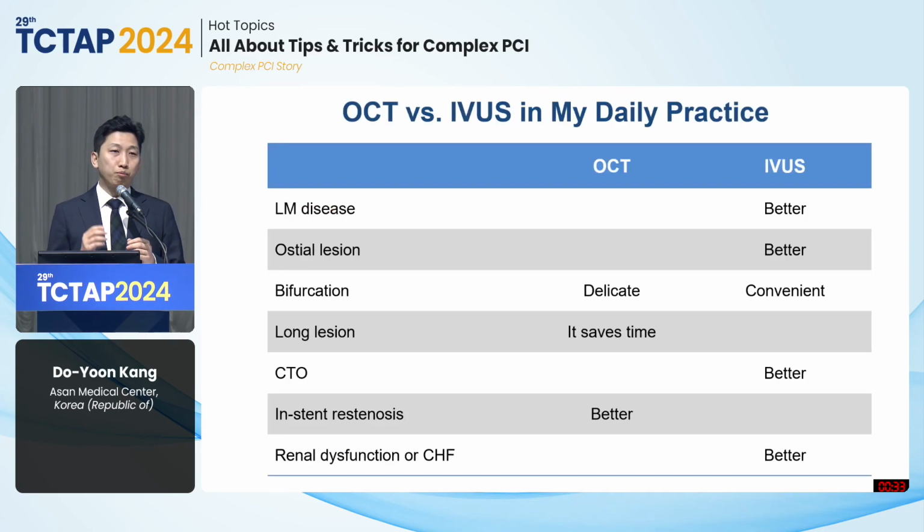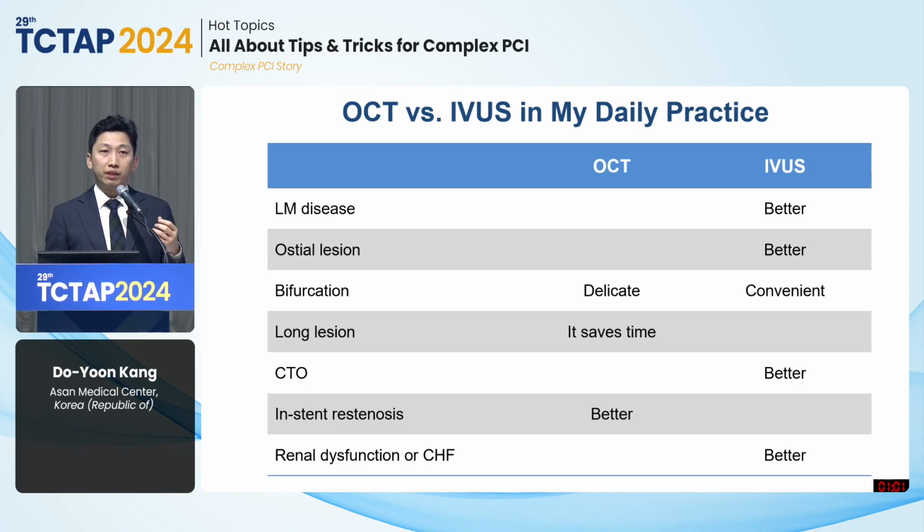And this is my practical view, in my personal practice. For left main or ostial lesions, I prefer IVUS because it can visualize the ostial lesion better. For bifurcations, both do work very well, and OCT shows very delicate and beautiful images. For long lesions, OCT saves time. And for CTO, sometimes we cannot visualize the distal vessel, and IVUS is very helpful.